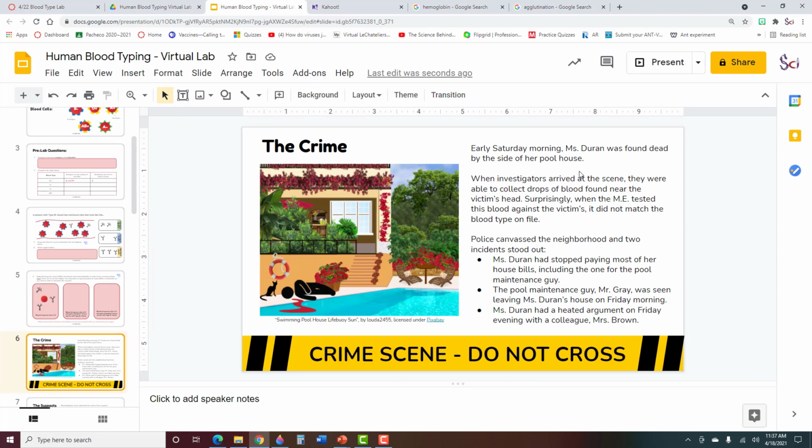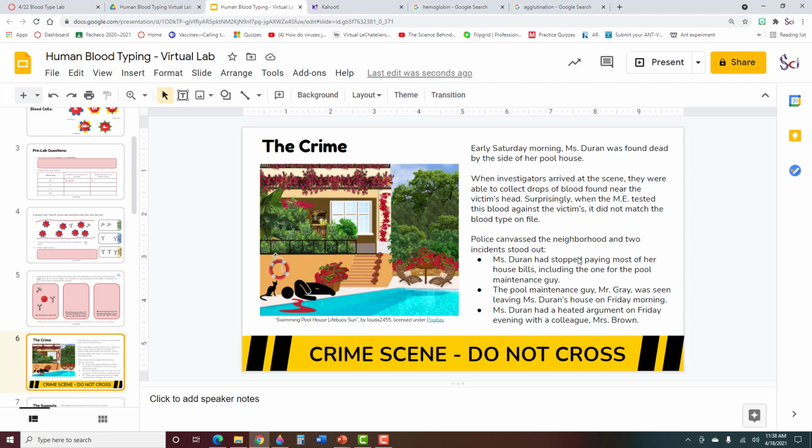All right, so now we're on to the crime. Saturday morning, Miss Duran was found dead by the side of her pool house. When investigators arrived at the scene, they were able to collect drops of blood near the victim's head. Surprisingly, when the ME tested the blood against the victim's, it did not match the blood type on file, because who is stupid enough to leave their blood at a crime scene?